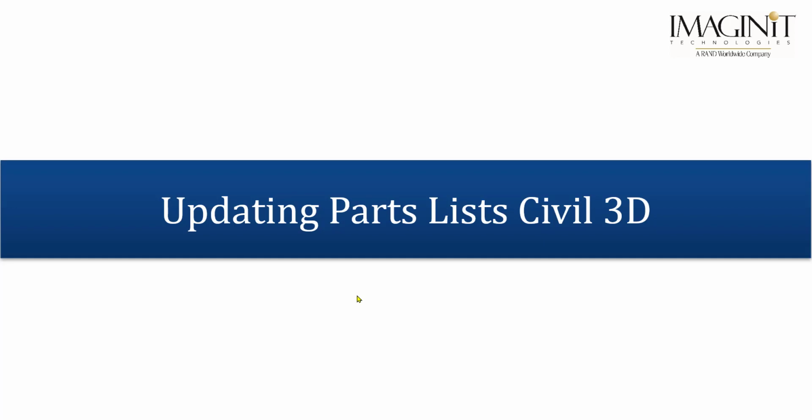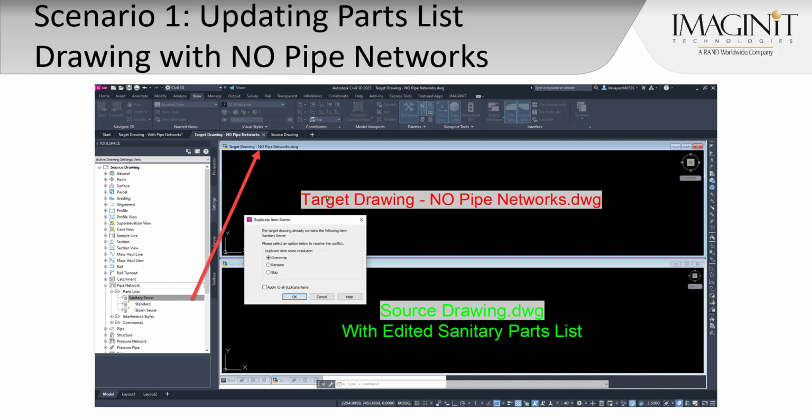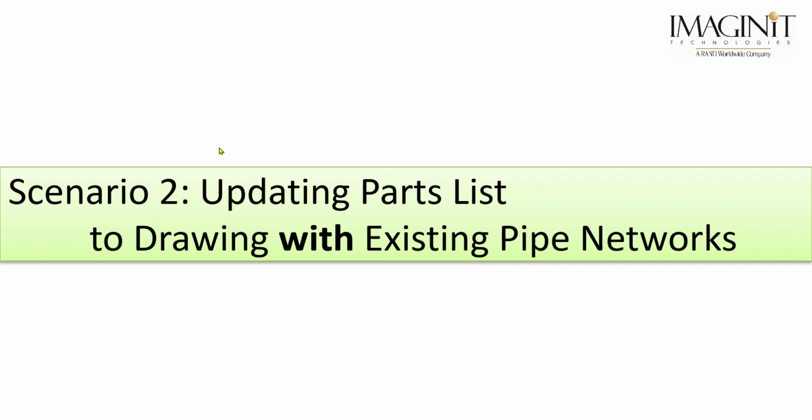In this video, we will review how to update parts lists from one drawing to another. In our first scenario, we will update parts lists to a drawing with no pipe networks. It will be a simple drag and drop method from the source drawing to the target drawing via the Toolspace Settings tab. It'll be easy and familiar.